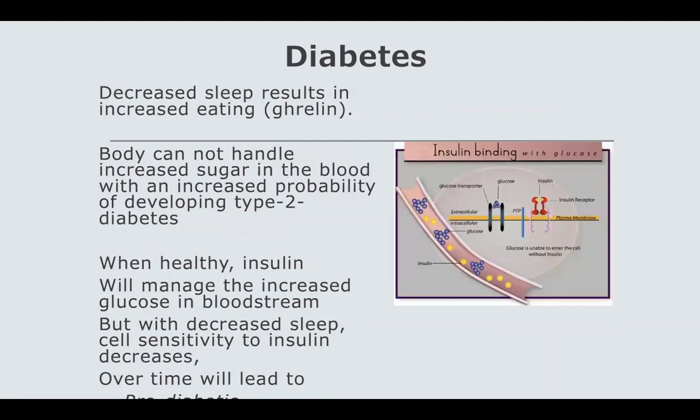Diabetes. Remember we said hormonally, leptin and ghrelin are out of kilter? Well, there's only so much extra sugar in the blood that the insulin can handle. And with not sleeping well, you get an overload, you get decreased sleep, cell sensitivity to insulin decreases, and you start sliding into a diabetic stage. Or if you are diabetic and you're taking medications, you're watching your diet, you're exercising, but you're still not getting your numbers down, one reason may be that you're not sleeping and your sensitivity to insulin is decreasing.